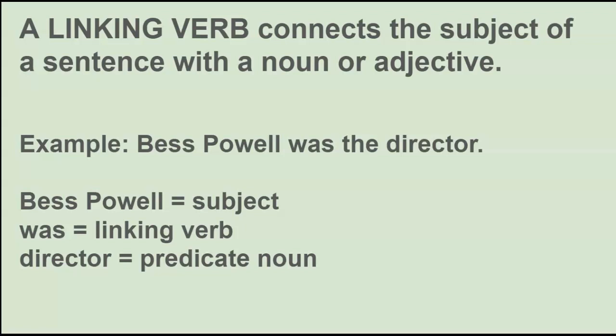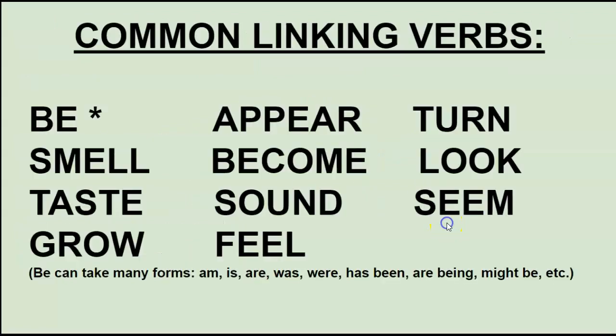So for example, Bess Powell, lady's name, was the director. Bess Powell is who or what our sentence is about. She's our subject. Was is in the middle. That is our linking verb. And director comes after the verb. That's our predicate noun. That's going to tell us more information about her. Bess Powell and director mean the same thing. So they're both nouns. She's the subject, director's the predicate noun.